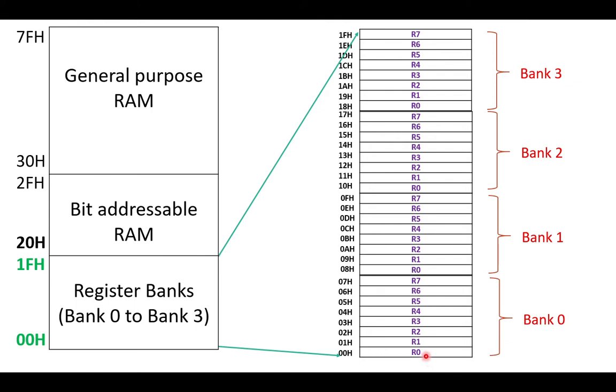The registers are named R0 to R7, but they can be differentiated by mentioning to which bank that register belongs. So if I am talking about, say, the R1 register, then I should also mention to which bank it belongs, because R1 is everywhere. So I should mention R1 of bank 0 or R1 register of bank 2.